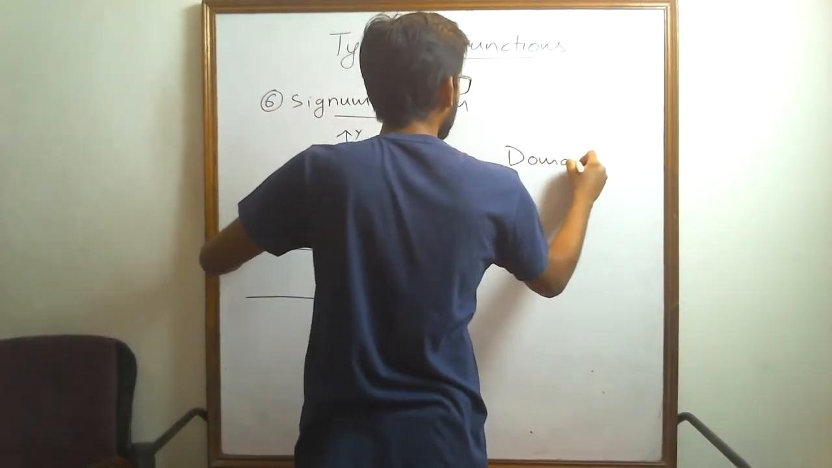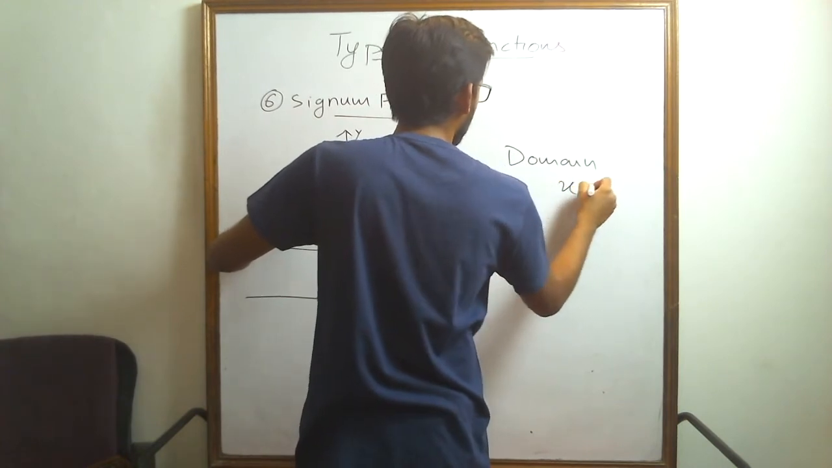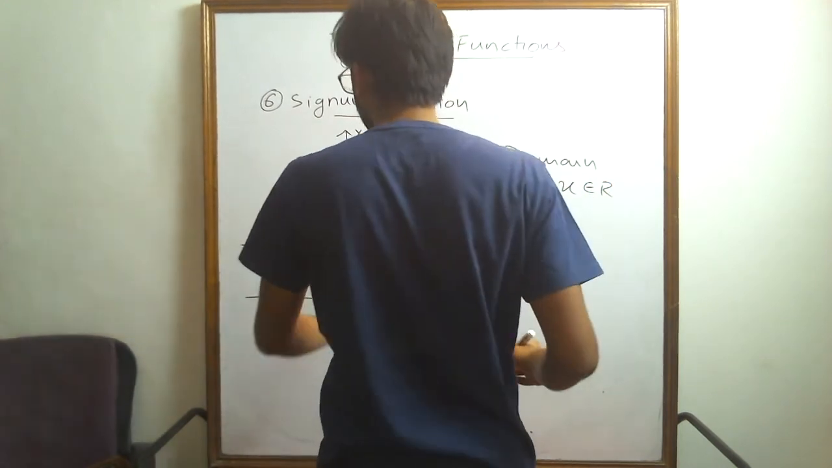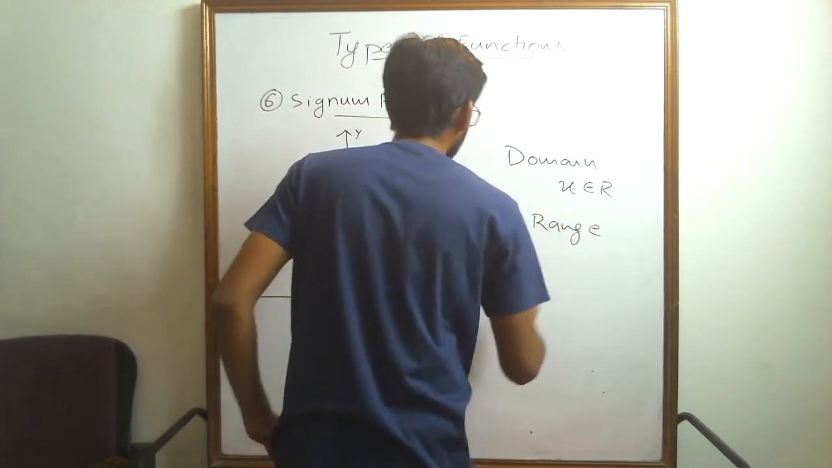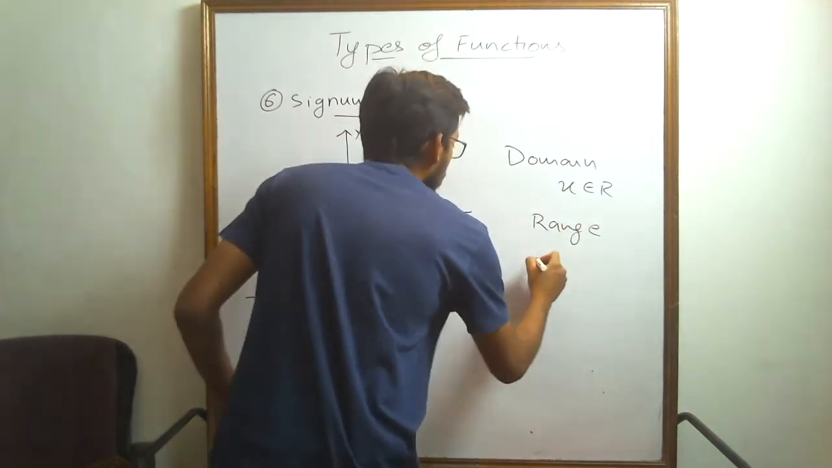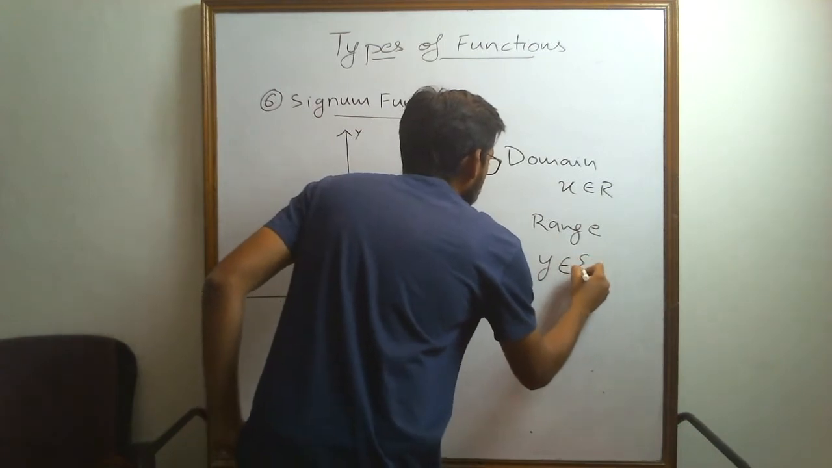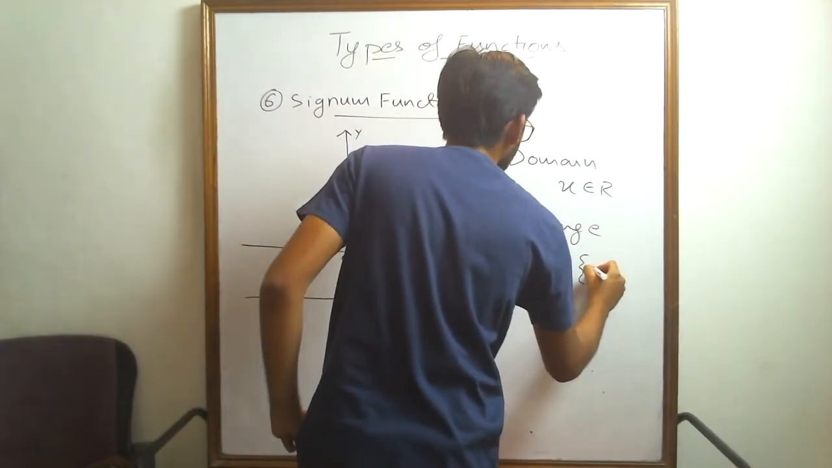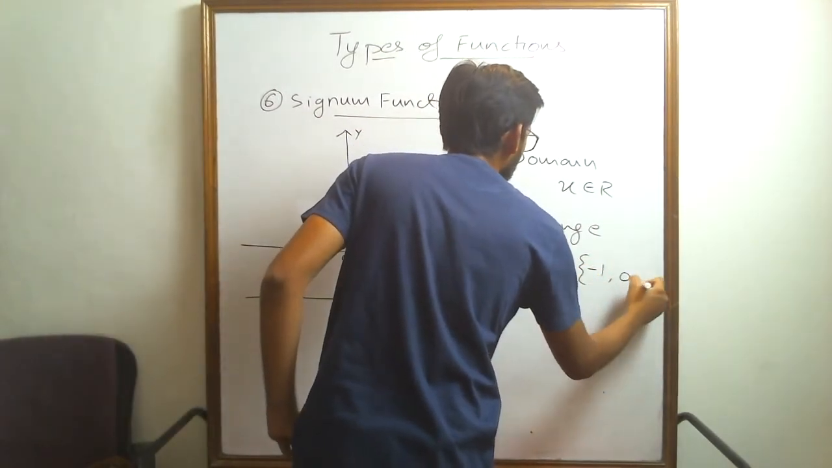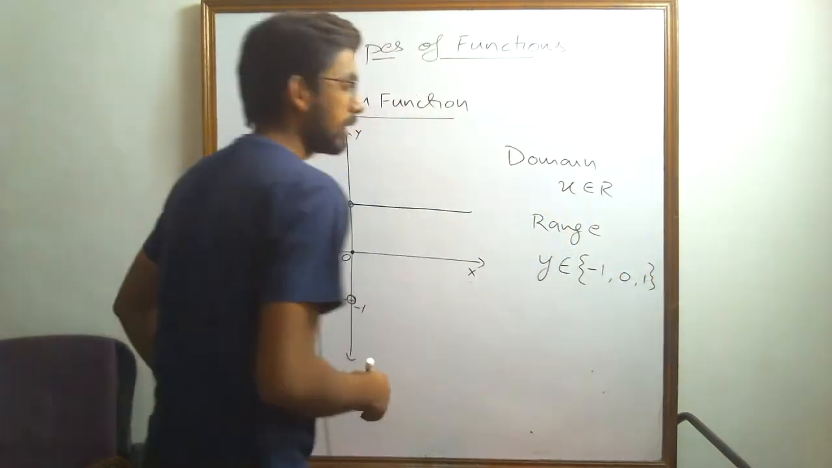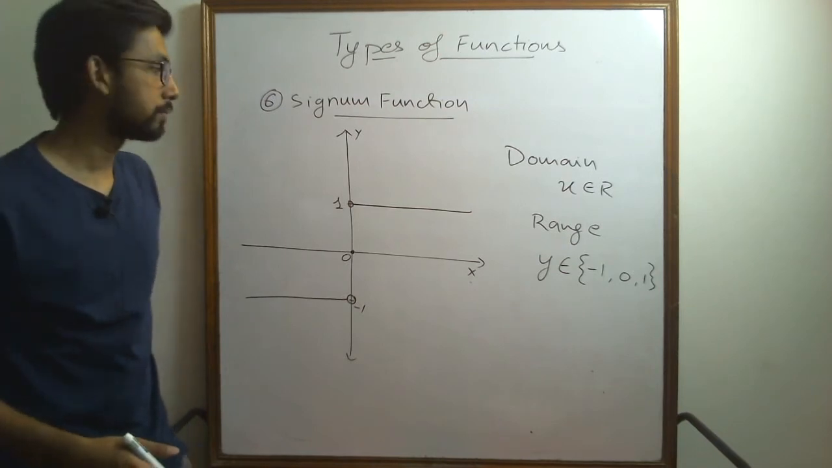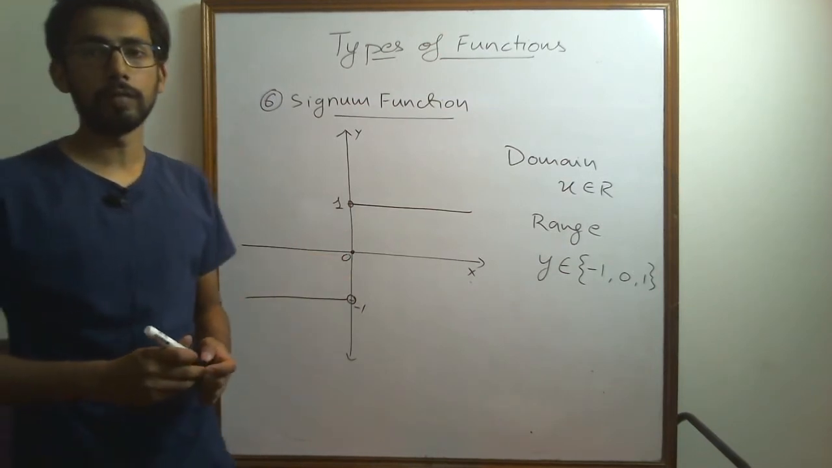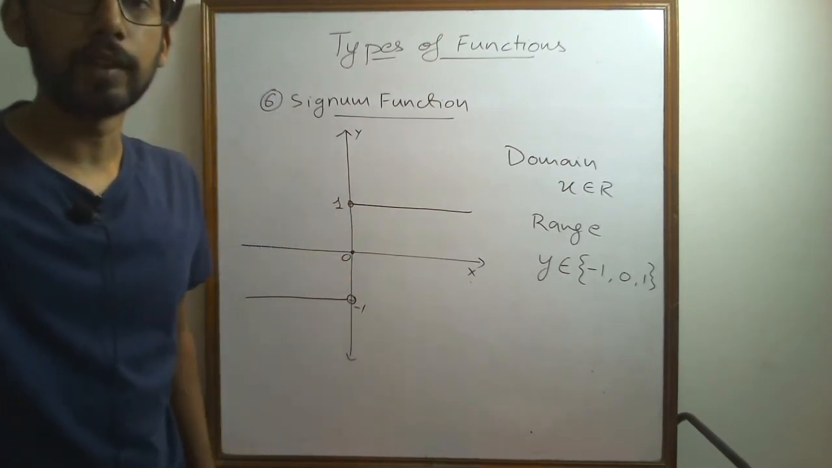The domain is the set of real numbers, as the function is defined for all real numbers. The range of this function is only the set with elements minus 1, 0 and 1, because these are the only values of y there are. Okay, so this is the range of this function. This is our signum function.